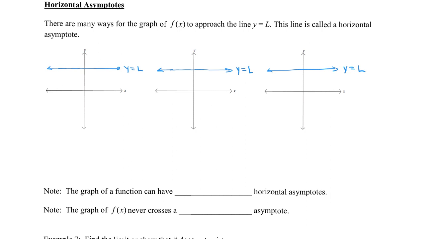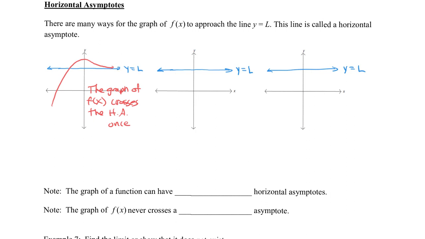So, the first case, we've got this line y equals L, and maybe the graph of the function goes something like this, and it crosses it and then comes back down and gets closer and closer and closer, but never touches. So in this case, we can see that the graph of the function crosses the horizontal asymptote once. Okay, so the graph can cross the horizontal asymptote.